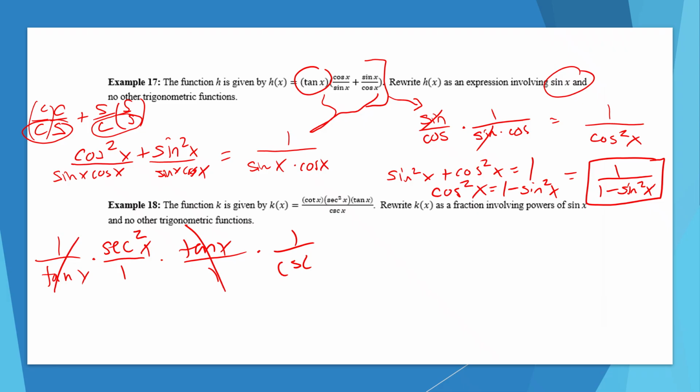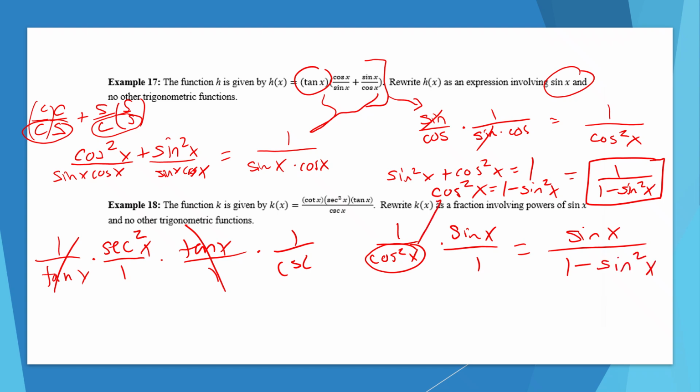So this should be 1 over, and then the opposite or reciprocal of secant is cosine. So cosine squared x times 1 over cosecant is just sine of x over 1. Here, I'm going to get cosine squared in terms of sine squared, so this should be sine x over 1 minus sine squared x, and that was using that formula that I already used there. So that should be our answer for example number 18.